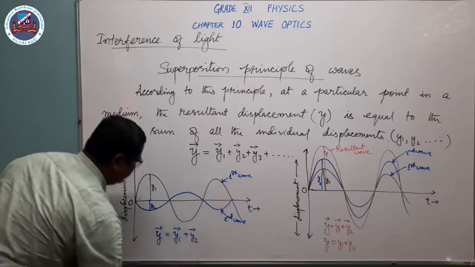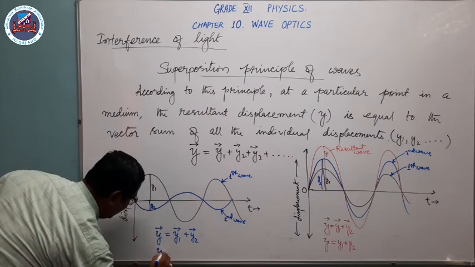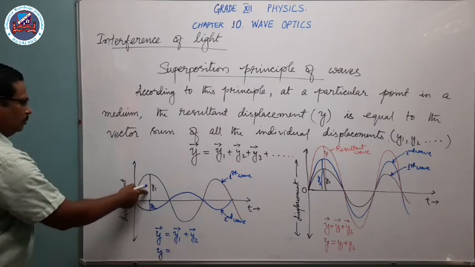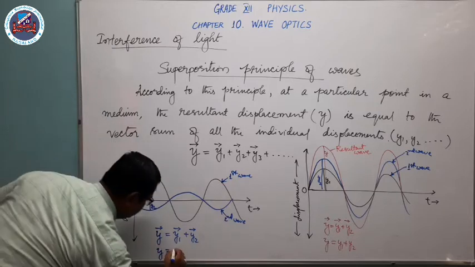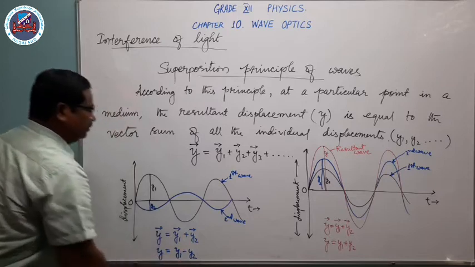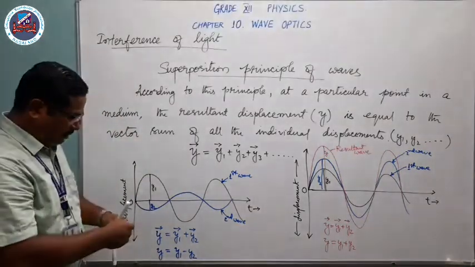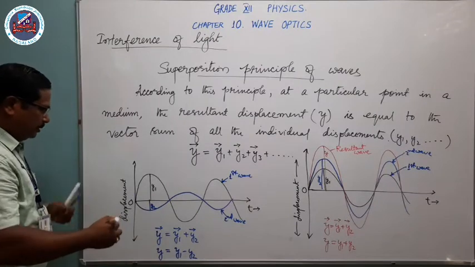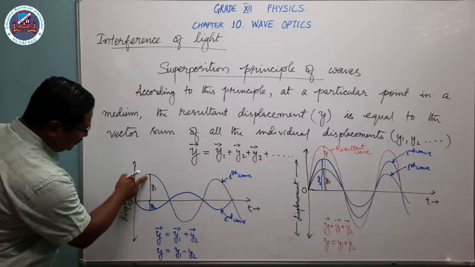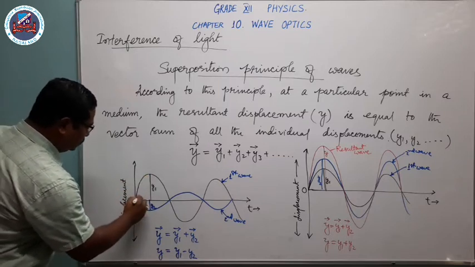In vectorial way, if I remove the vector sign, y will become, y1 is bigger than y2, so it will be y1 minus y2. y2 will become negative. It is in the opposite phase. In this case, the resultant will be y1 minus y2. Suppose if it is 3 centimeter, this is 1 centimeter, 3 minus 1 will be 2.